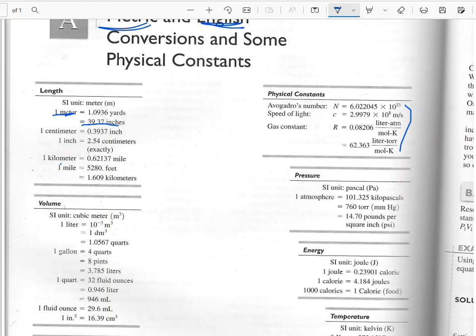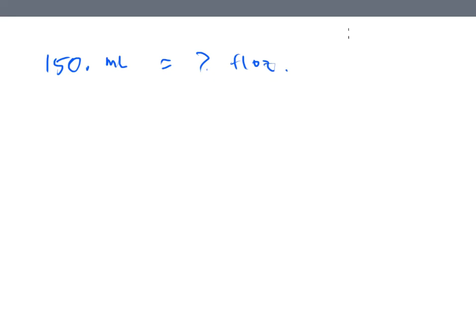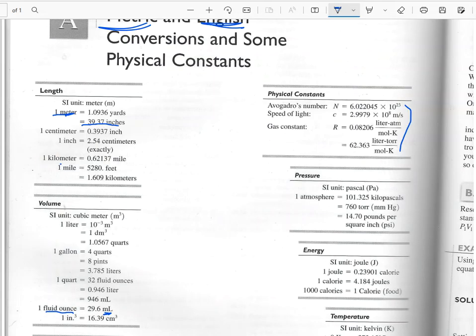The question said 150 milliliters is equal to how many fluid ounces. So this is a direct relationship right there between those two units. That's the conversion factor that I'll need to use for the problem. So 1 fluid ounce equals 29.6 milliliters. That is what that Appendix A just said, right? There we go. 1 fluid ounce is 29.6 mL.